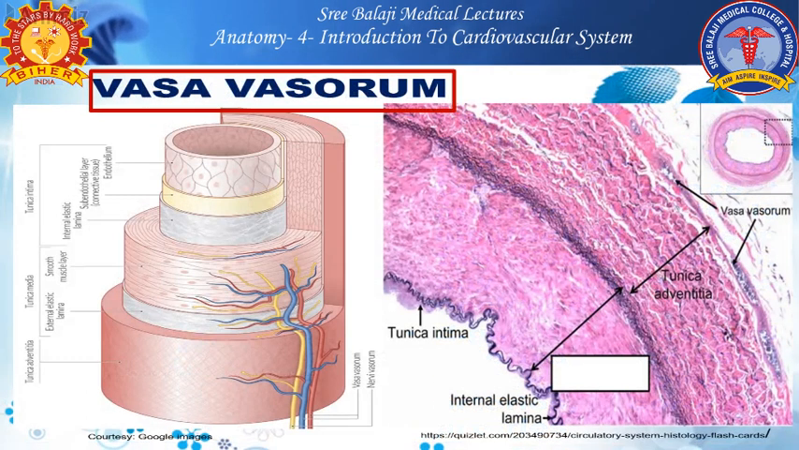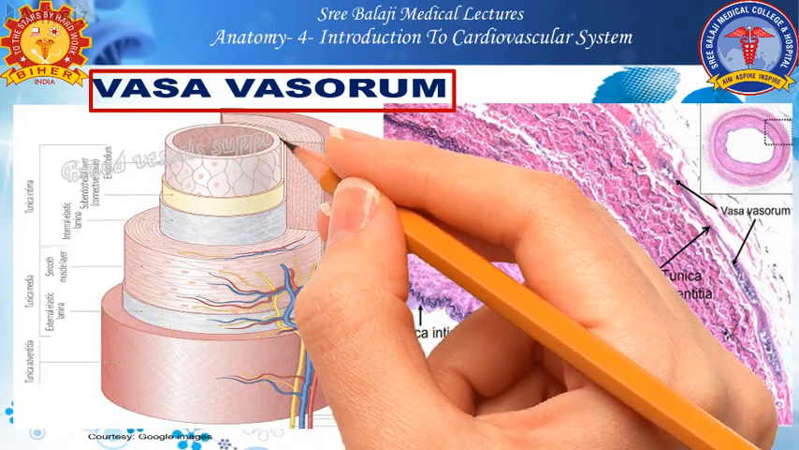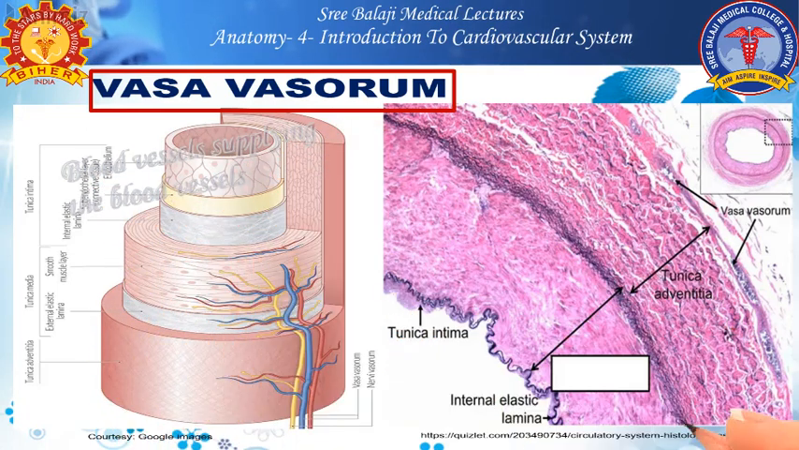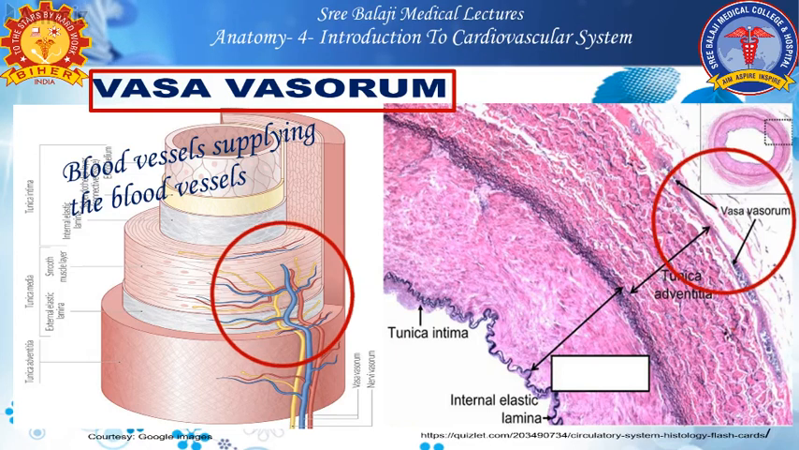Vasa vasorum. Vasa vasorum is the blood vessel supplying the blood vessel. So it is seen mainly in the tunica media and sometimes in the tunica adventitia as well.